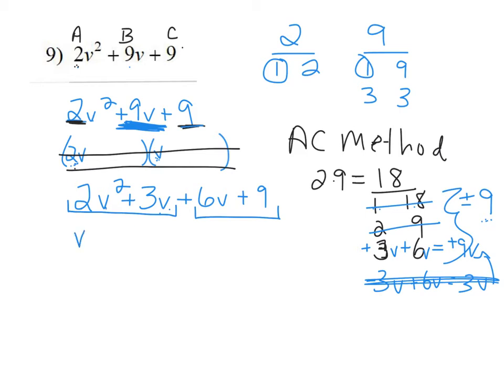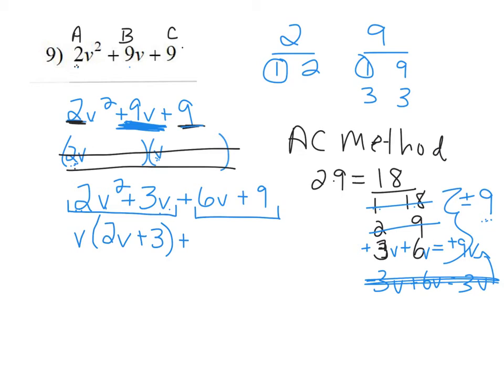So I can take a v out. That's my greatest common factor. And what I'm left with is going to be 2v plus 3. So I'm going to write that out like I normally would. And then my plus sign comes down.